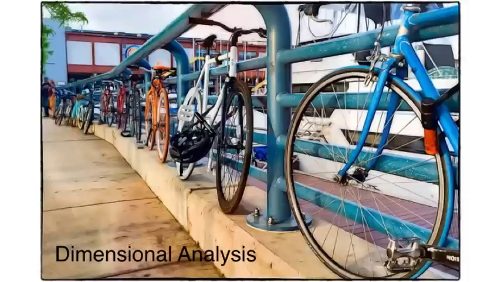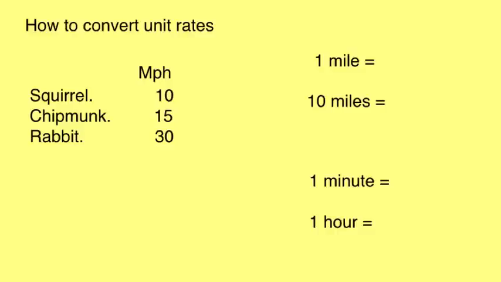The video that you'll be watching this time is going to be about dimensional analysis. We've been working with unit rates and ratios, and dimensional analysis is one way of using ratios and converting units of measure. First thing that you notice on your notes is there's a little table about how fast animals can run, and the three animals that we'll be working with are the squirrel, the chipmunk, and the rabbit. And the units of measure are in miles per hour.